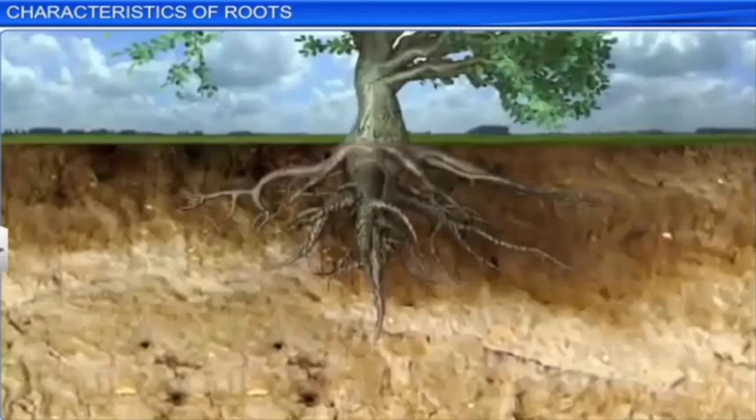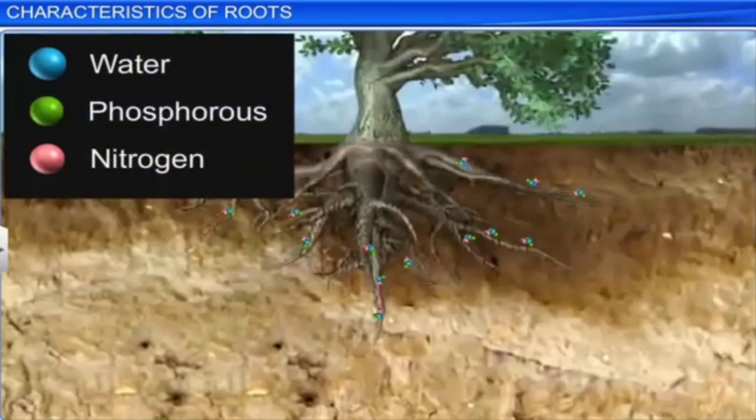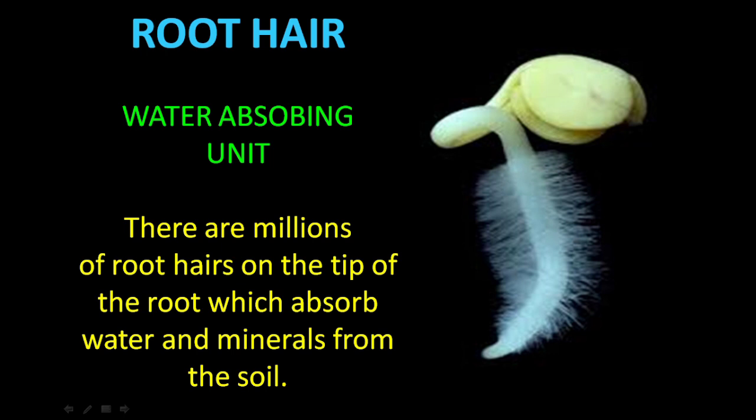Absorption of water in plants is a vital process which is very important for the growth of plants and other metabolic activities. The root contains some tubular, hair-like and unicellular structures referred to as root hair. There are millions of root hairs on the tip of the root which absorb water and minerals from the soil.